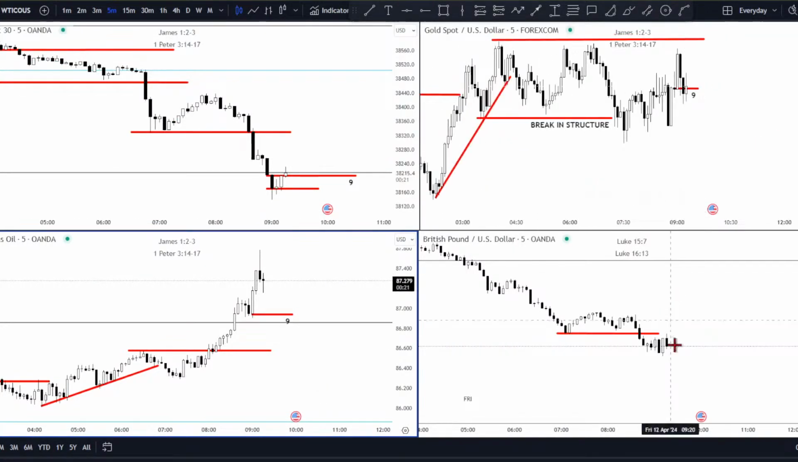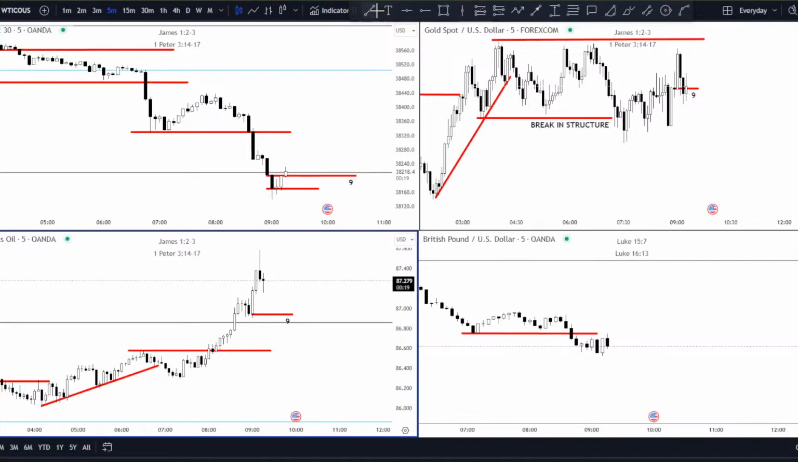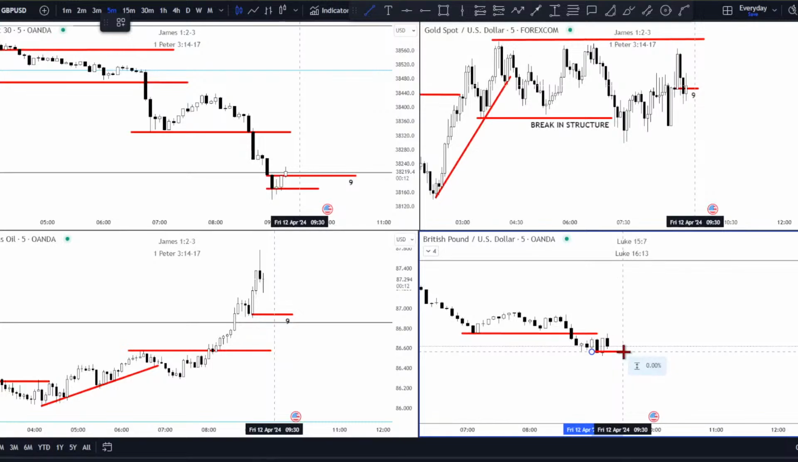Okay, so this is put in. Still just doesn't quite look right.